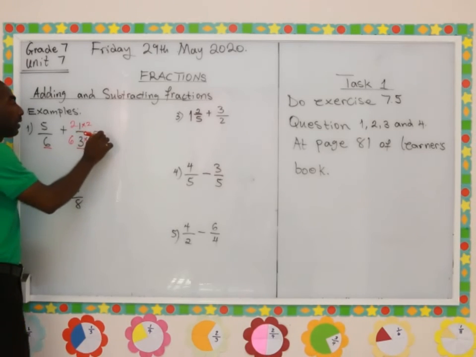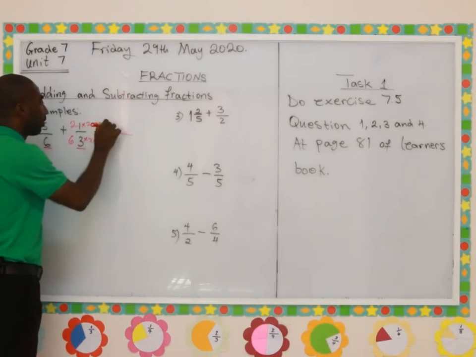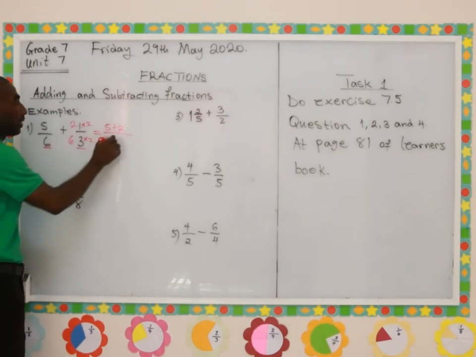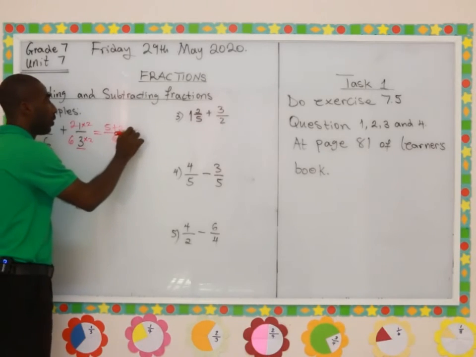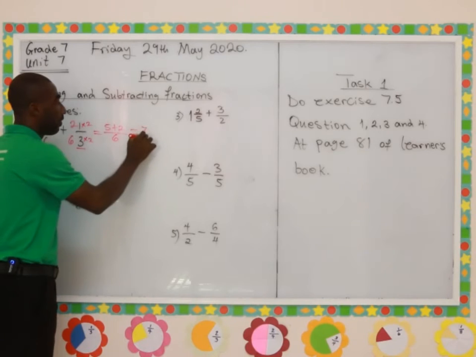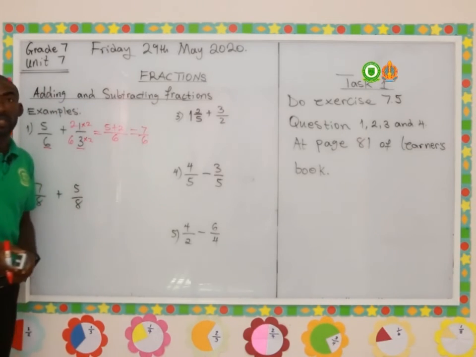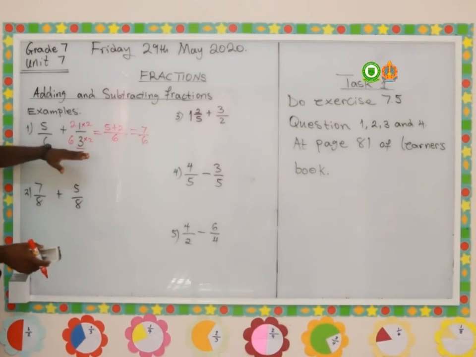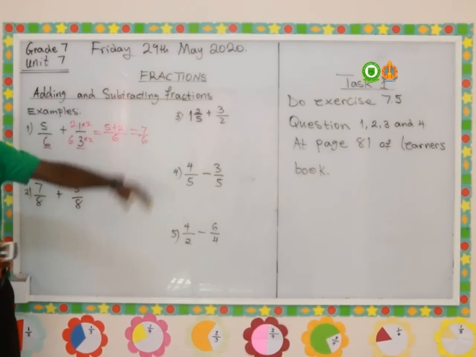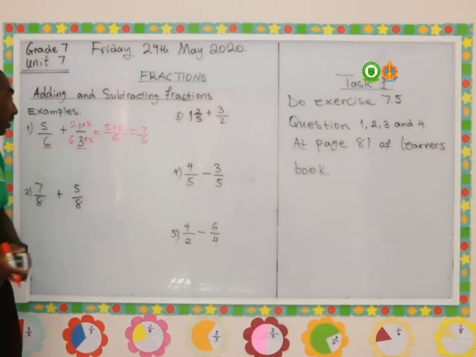Now we have 6 here and we have 6 here. So we can continue our equation to be 5 plus 2, and then we put our 6 here. So we have 5/6 plus 2/6, and that is going to give us 7/6, okay? So this is how you should do it. You should always make sure your denominators are the same. When they are the same, then you can do your calculation so easily.